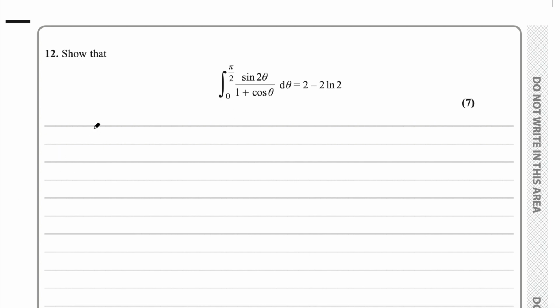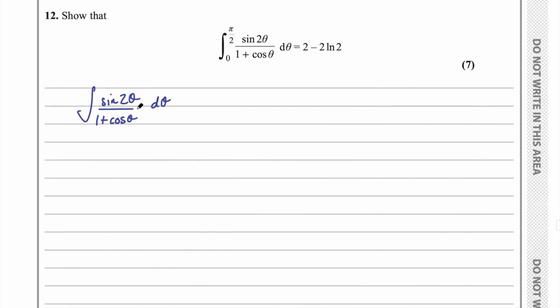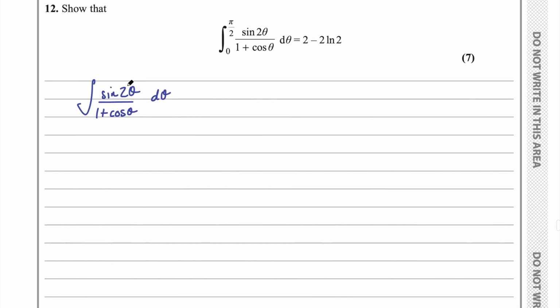So let's just talk about the integral of the sine of 2 theta over 1 plus the cosine of theta with respect to theta. Now the first thing is, I don't want these two variables being different. I don't want 2 theta and theta because I'm taking the derivative with respect to theta. So I want to use the double angle formula to get rid of this 2 theta here. So this is going to equal the integral of 2 sine theta cosine theta over 1 plus cosine of theta. Remember the double angle formula says sine of 2 theta equals 2 sine theta cosine theta.